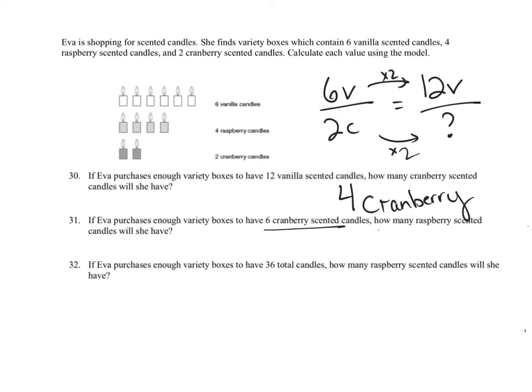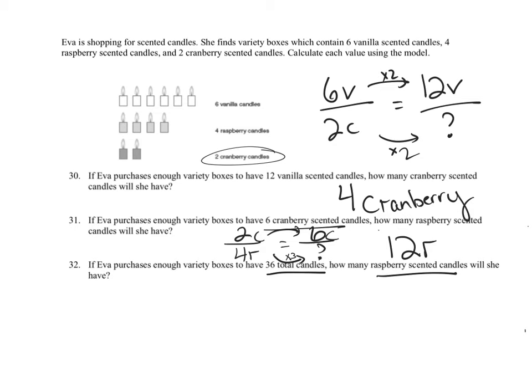Well, if we look at the cranberry, there's 2 cranberry to every 4 raspberry, so R and C for cranberry and raspberry. It says they have 6 cranberry. We want to know how many raspberry. Well, 2 times 3 gives me the 6, so 4 times 3 gives me 12 raspberries. Okay, Eva purchases enough variety boxes to have 36 candles total. How many raspberry scented would she have?